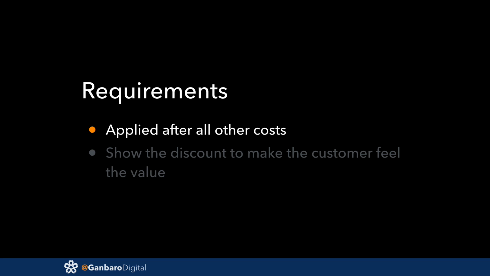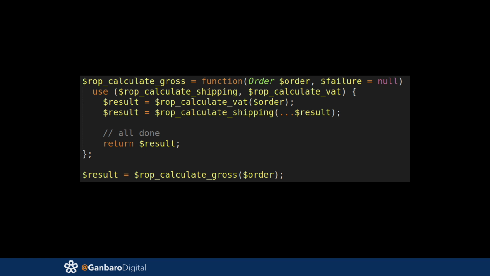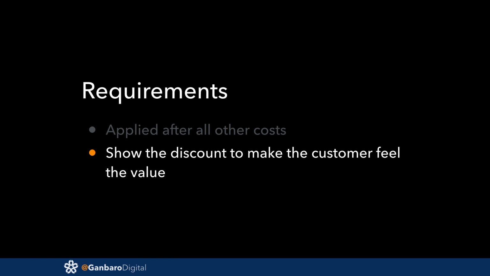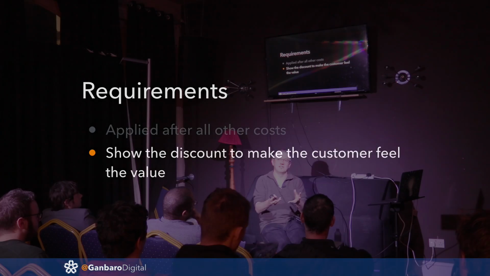So we're going to have some requirements to help make sure our approach is straightforward. We're going to apply the discount after all other costs, which means we need an ability to calculate a gross value first before we can apply a discount. We're just going to reuse all our existing logic to do that and create a lambda for it. The second thing is the discount needs to be a separate item that is tracked, so we can show it to the customer because we want them to feel the love.